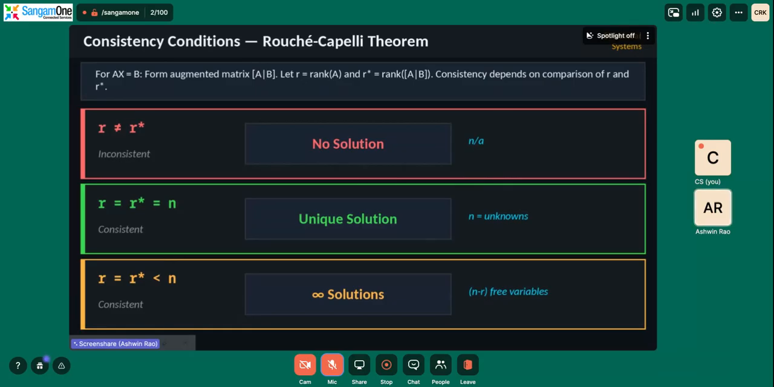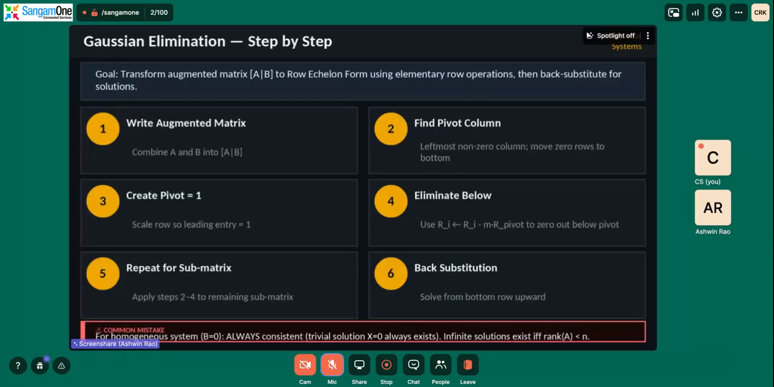If R equal to R star equal to n, it is consistent and involves a unique solution. If R equal to R star is less than n, it is consistent and there will be infinite solutions; n minus R will be the free variables. The Gauss elimination method. This is the theory. In PYQs, I will provide problems so that you can solve accordingly.